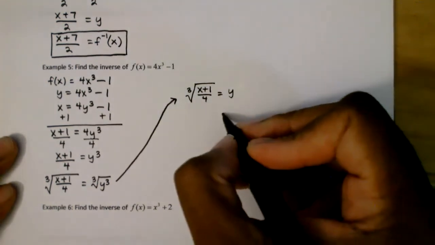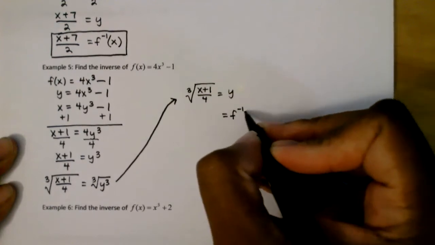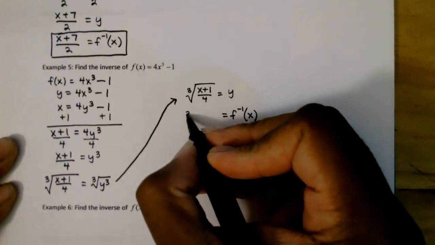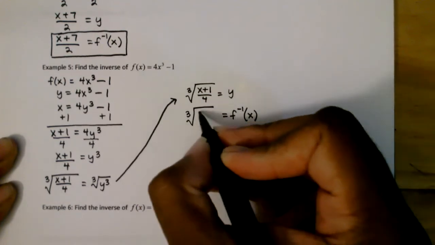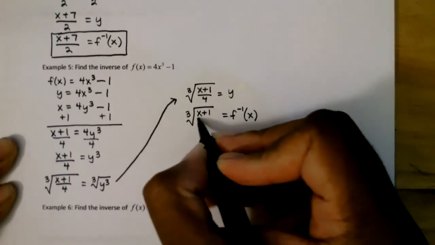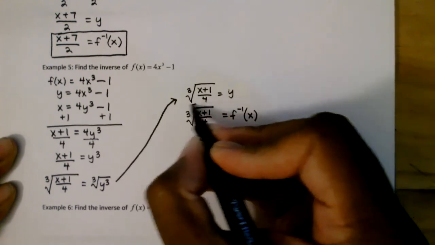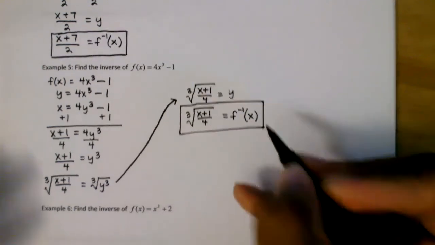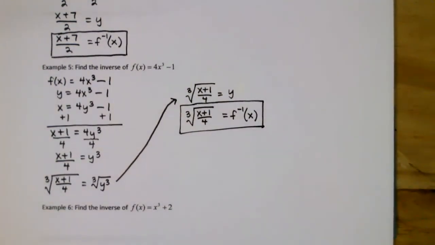And then we replace the y with f inverse of x. So this would be the cube root of x plus 1 all over 4, and all of that is underneath the radical. So this is what f inverse of x will be.